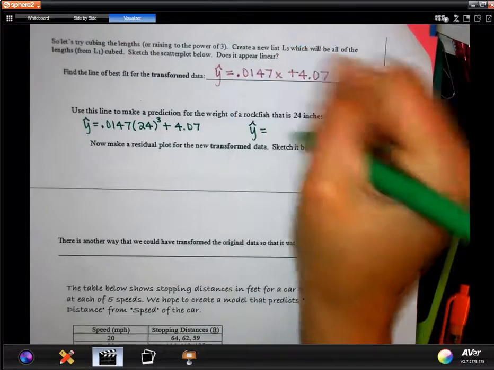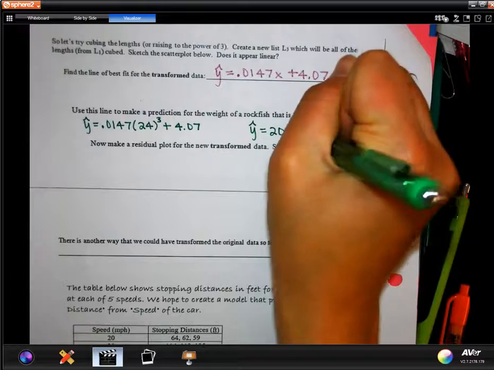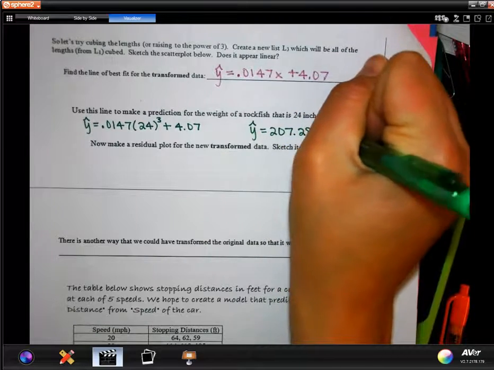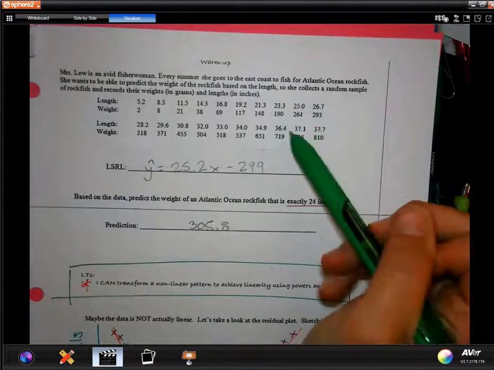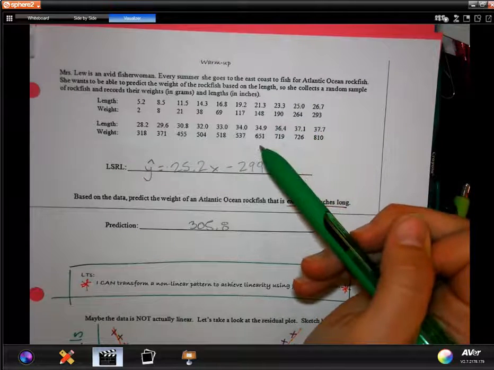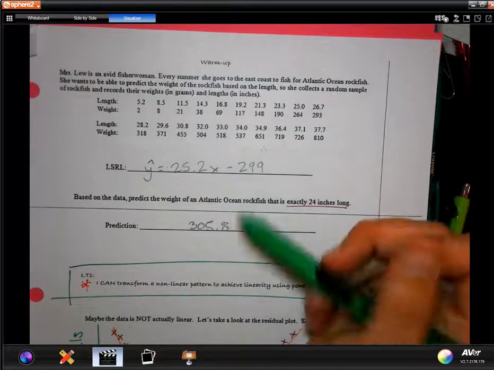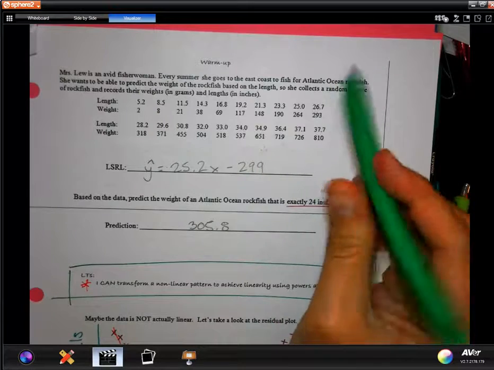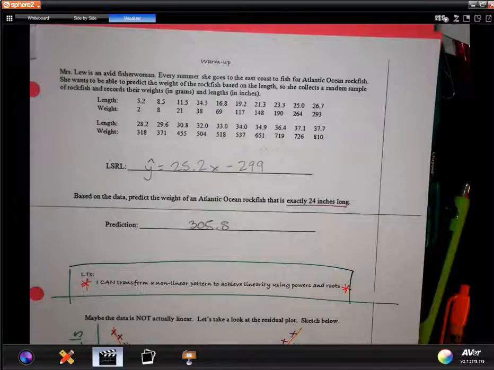Sophie, when I was walking around, said, I don't like this 4.428. If you look at the data, a rockfish with a length of 24 inches should be somewhere between 190 and 264, so having the 4.4 didn't make a whole lot of sense. But the minute we cube our length, like our equation was doing, it makes more sense. It falls in between those values.